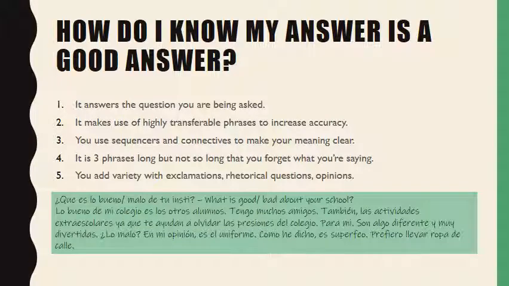And have you added variety with exclamations, rhetorical questions, and opinions? So again, let's scan through this answer. We have got a rhetorical question. Lo malo? We haven't got any exclamations, but we don't have to have everything in every answer, so that's fine. Opinions, yes, para mí, en mi opinión. Some interesting adjectives, we haven't just used feo, we've used super feo, and some fairly high level vocabulary with ropa de calle, which literally means clothes of the streets, or what we'd call home clothes. So, hopefully that's a useful guide to how to write a good general conversation answer.